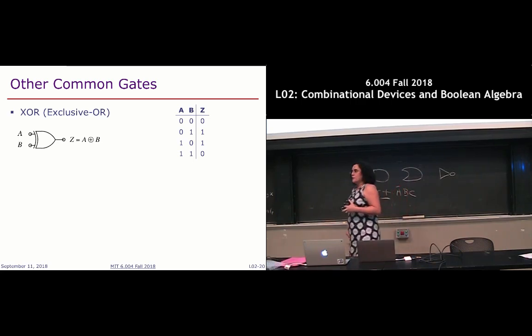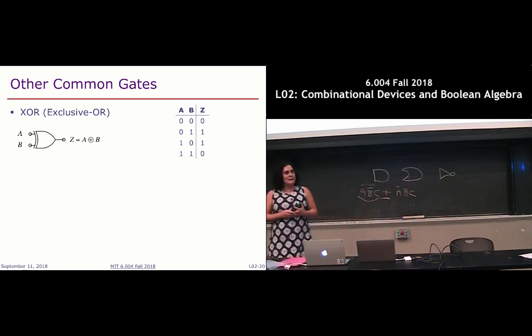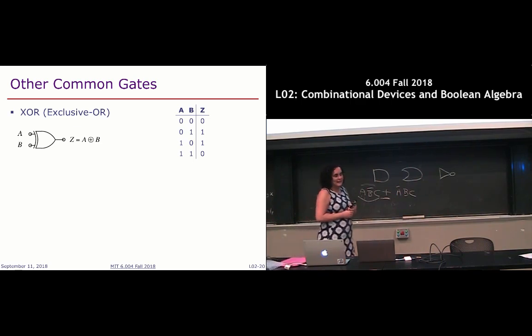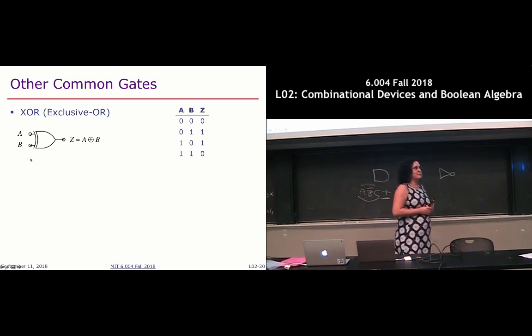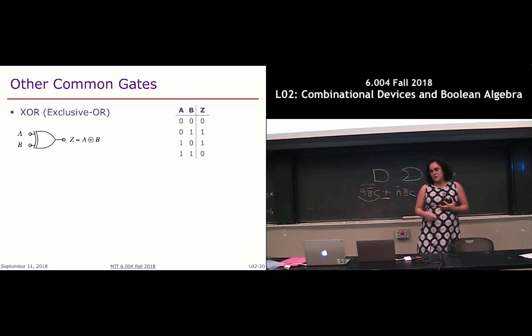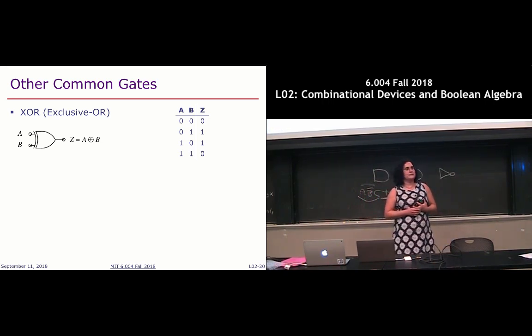Okay, so moving on. I just want to quickly introduce a couple other gates beyond the AND, OR, and NOT, which you're going to see a lot in this class. So the first is an exclusive OR. You'll notice that the representation for it is just like the OR, except that it has this one extra curly input. Okay? And the definition of an exclusive OR is shown here in the truth table.